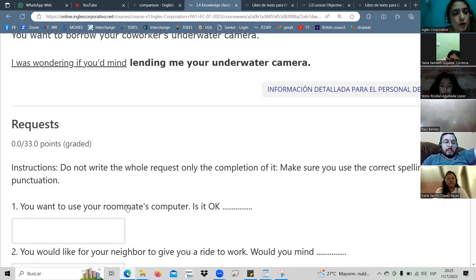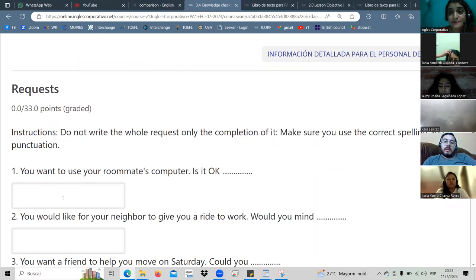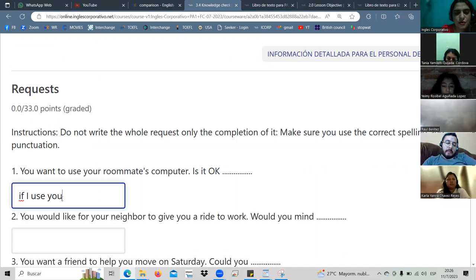You want to use your roommate's computer. So you say, is it okay if I use your computer? Punctuation, in this case, we should add the question mark, right? Not really. You already did it.